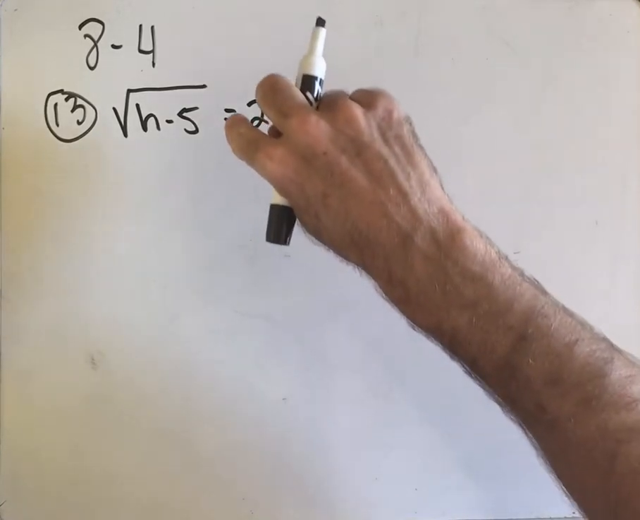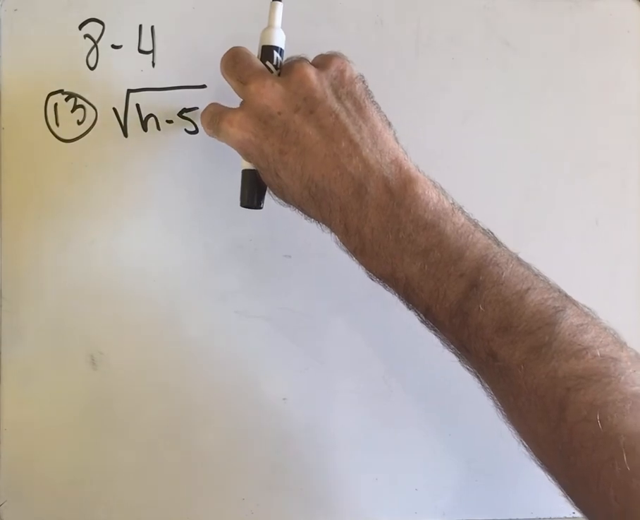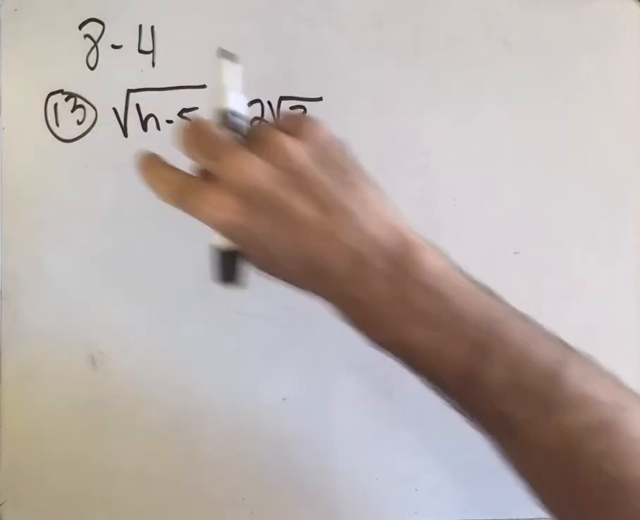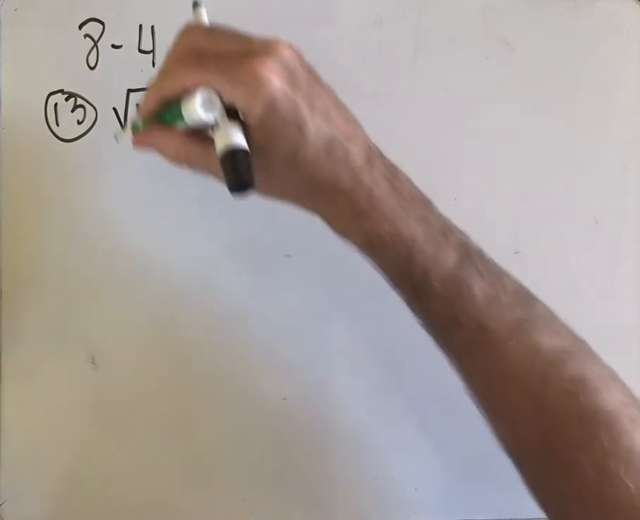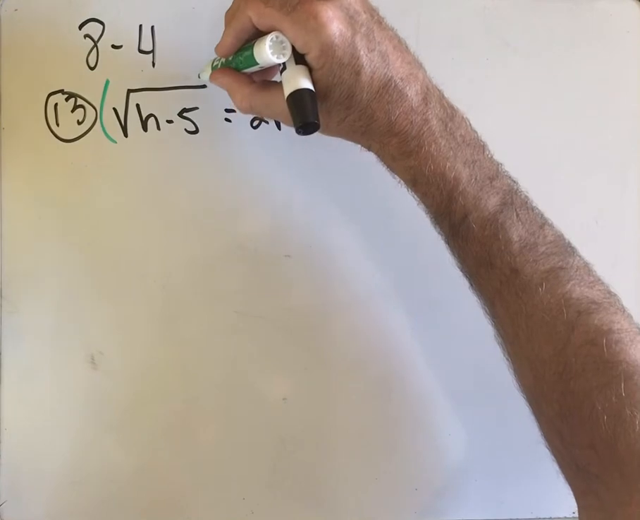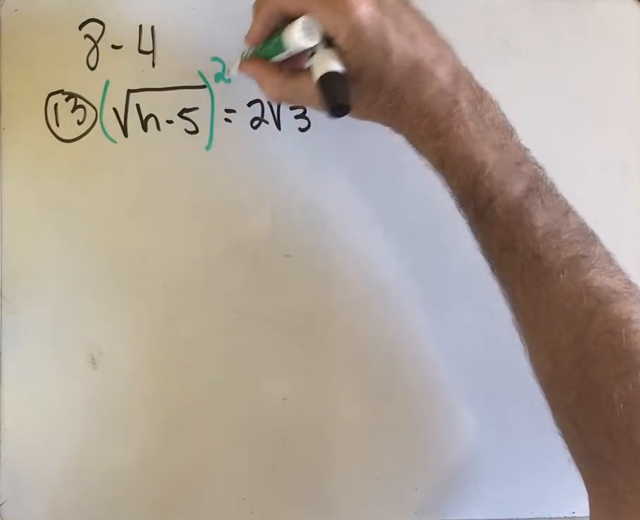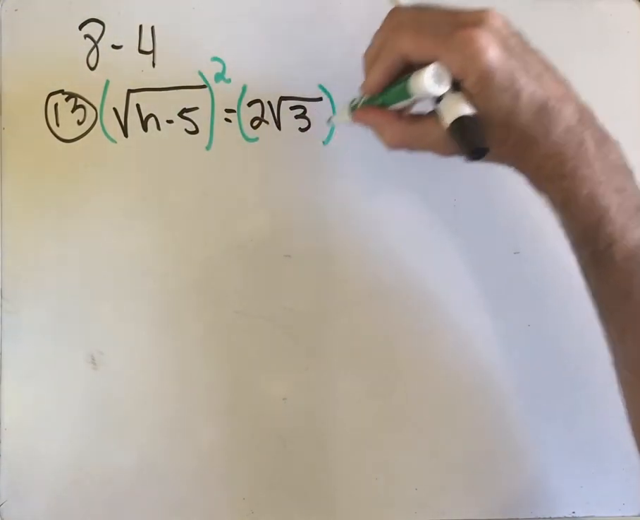Well, there's nothing to add or subtract that's outside the radicand on the variable side. So this variable term is all by itself. So now at this point, we're going to square both sides to remove the radical signs.